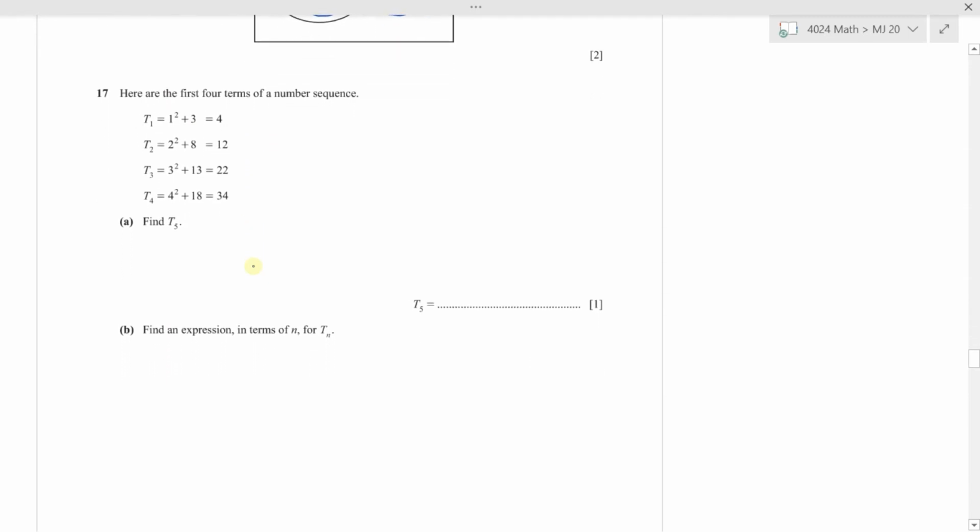Question number 17 is, here are the first 4 terms of a number sequence. So you have this number sequence and the terms. First part is find the 5th term. So you have to find T5 here.